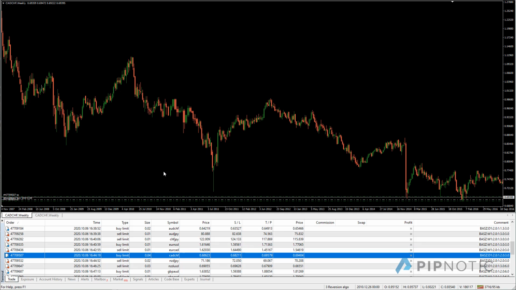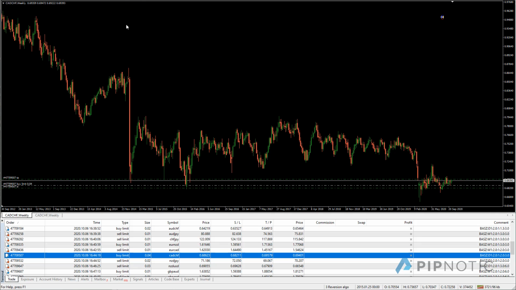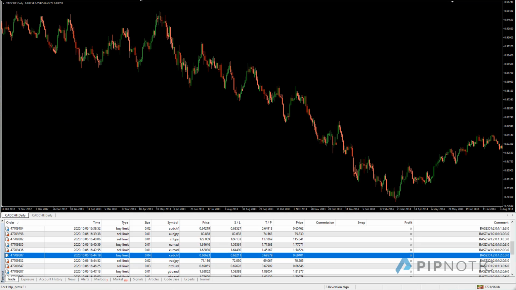Cad Franc, going through everything as you can see. This is a daily area. What are we doing? We're pretty low, you can see.